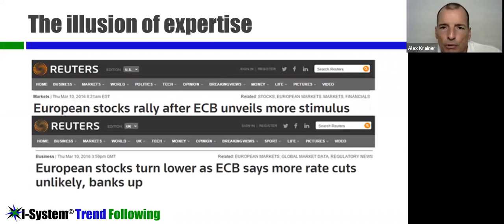Here I have an example for you. These are 2 headlines published on the very same day, several hours apart, by Reuters. The first one says, European stocks rally after ECB unveils more stimulus. And then prices went south after they rallied, and then they published the article titled European Stocks Turn Lower as ECB Says More Rate Cuts Are Unlikely.